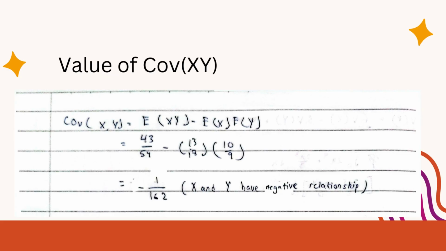After we get E(xy), now we can calculate the covariance of xy. We put the calculated values for E(xy), E(x), and E(y) into the equation, and we get the answer equal to negative 1/162, which states that x and y have a negative relationship.